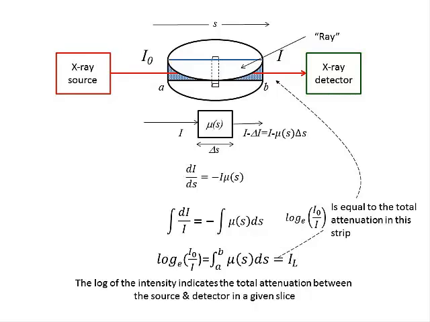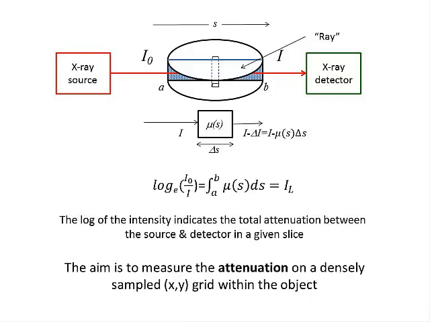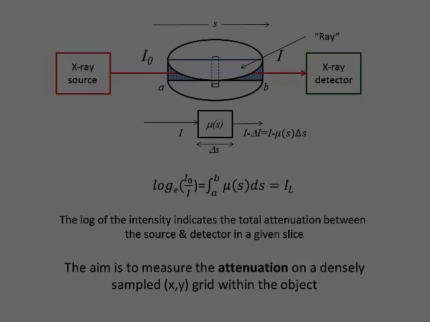This is called I sub L to indicate that logs have been taken, or G, which is a function of the traverse of the source and detector L and the rotation of the gantry theta. The aim is to get the value of attenuation at every point along the X-ray path, so leading to sampled values in an XY grid across the object.